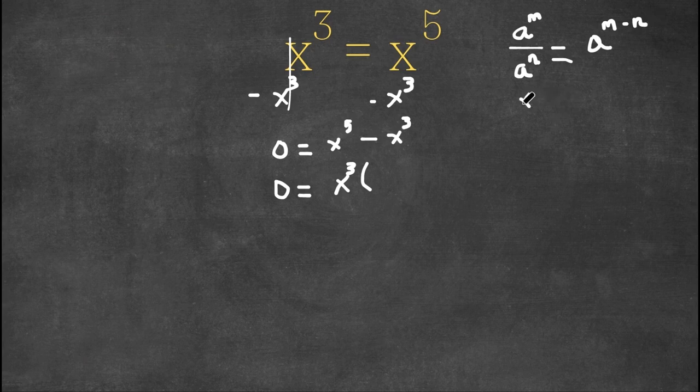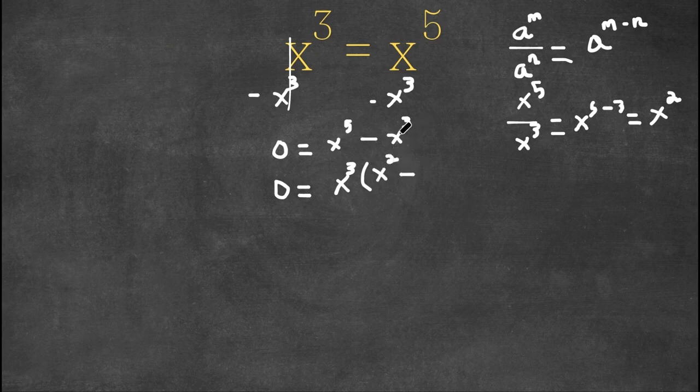So x to the power of 5 divided by x to the power of 3 is equal to x to the power of 5 minus 3, and 5 minus 3 is 2, so this is equal to x squared. So we have x to the power of 3 times x squared minus x to the power of 3 divided by x to the power of 3 is simply 1, because anything divided by itself is 1. Now we have two equations from this.